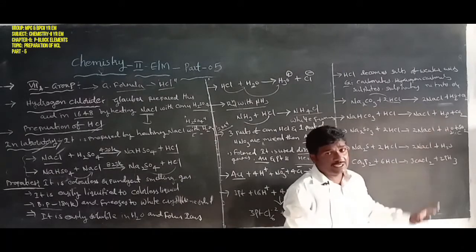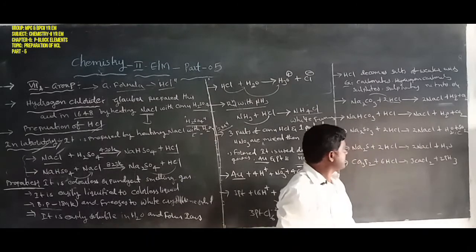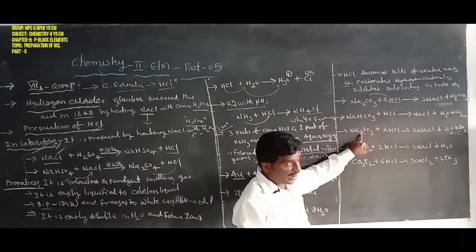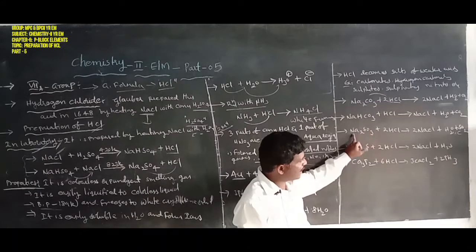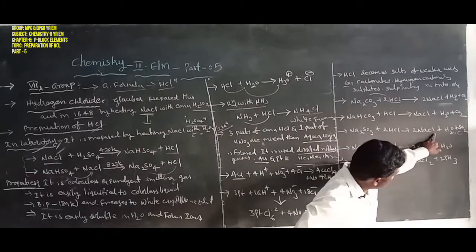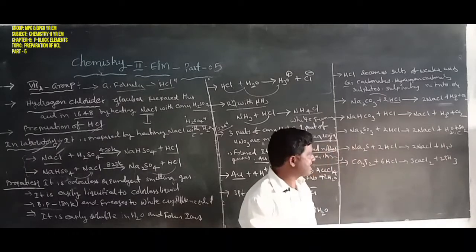Next is the water molecule. Next another one is carbon dioxide. Next one, hydrochloric acid decomposes sodium sulfite, Na2SO3, to form 2 common salt, also known as sodium chloride, H2O. Next one is sulfur dioxide.